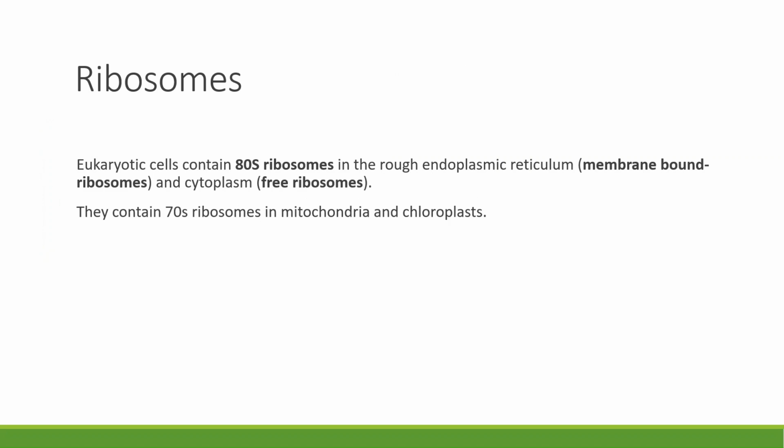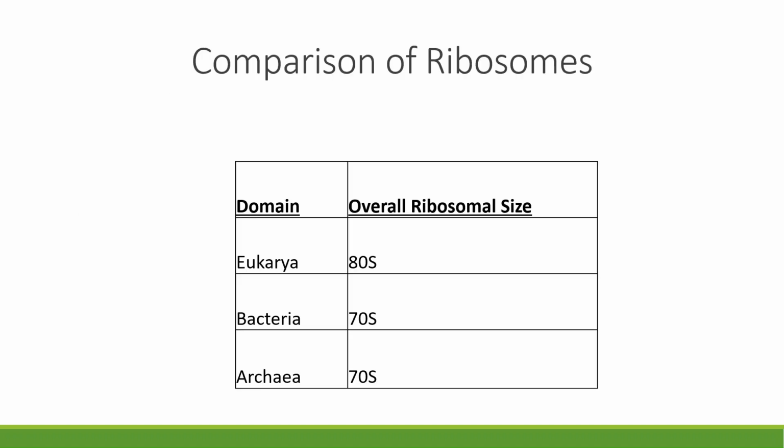Remember that the S stands for Svedberg unit that measures the settling rate, which is dependent on the size and structure. And before we go any further, I just want to point out that eukaryotic ribosomes are a little bit larger. They're about 80 Svedberg units, or 80S. Additionally, organelles such as mitochondria and chloroplasts have their own ribosomes, and they're actually closer to the size of prokaryotic ribosomes, and we'll discuss why that might be the case later on in this lecture.